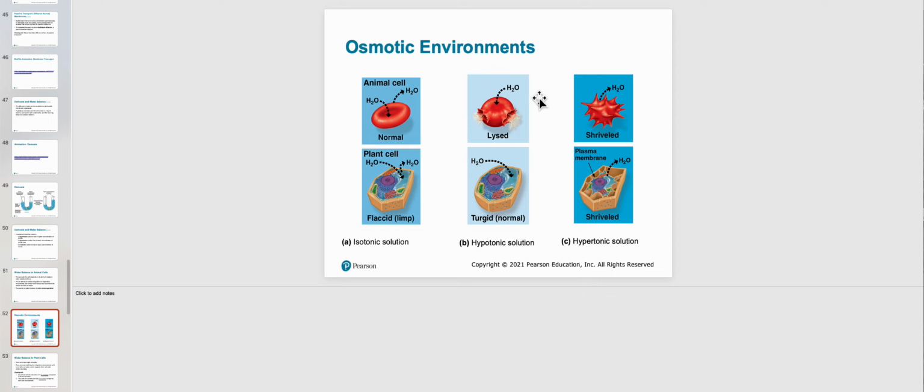Now, what if we have a situation where it's hypotonic, which is letter B here? Again, we're only looking at the animal cell to learn it first. Hypotonic means that water is going into the cell. So somehow water is going into the cell. Now, if this happens, eventually the cell is going to swell up and it's going to pop. It's going to burst. Now, that's called hypotonic.